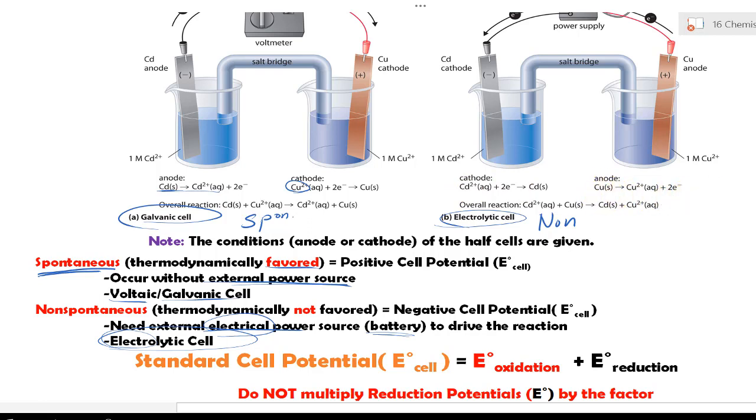Now, how does that change the math in terms of calculating the cell potential? And how can we relate cell potential to whether the reaction is spontaneous or non-spontaneous? And that is right here. When the cell potential of a system is positive, you have a spontaneous reaction. For a non-spontaneous reaction, guess what is the opposite of positive? It's going to be negative. So when you have a negative cell potential, you have a non-spontaneous reaction. And that is how you use the half cells' reduction potentials to determine if the redox reaction is spontaneous or non-spontaneous.